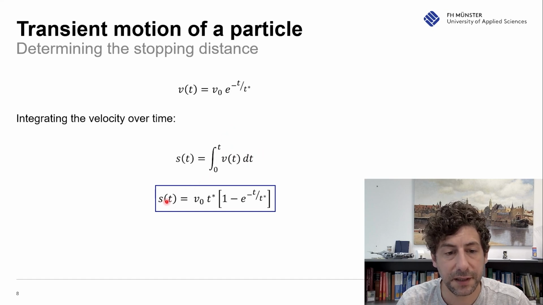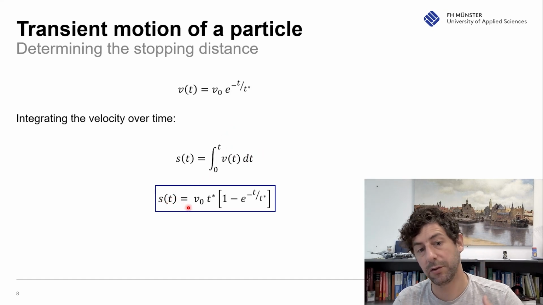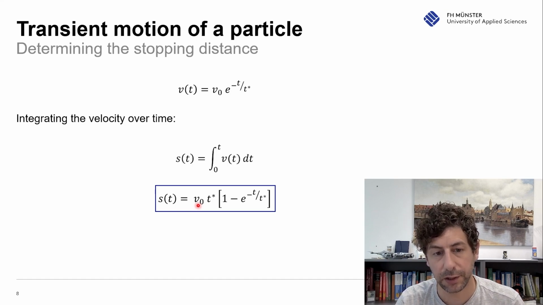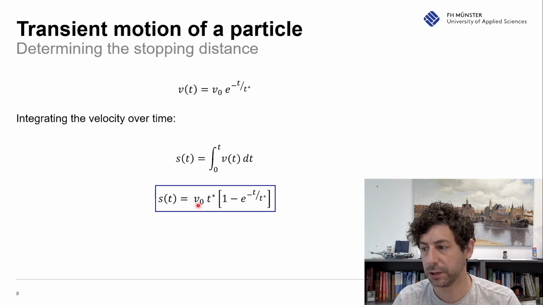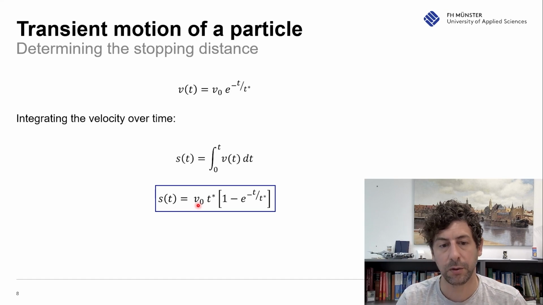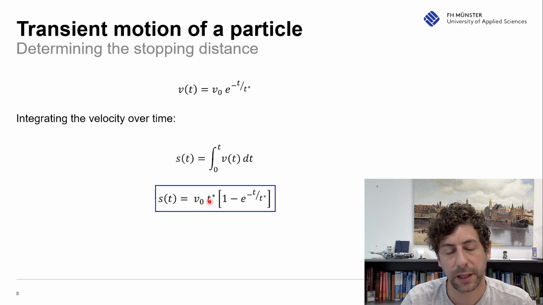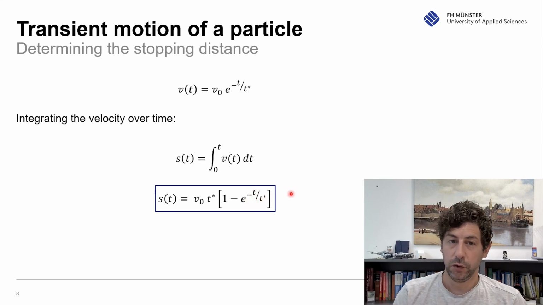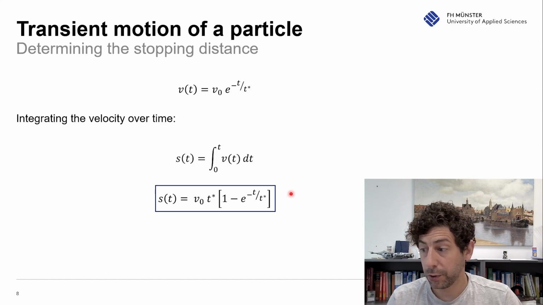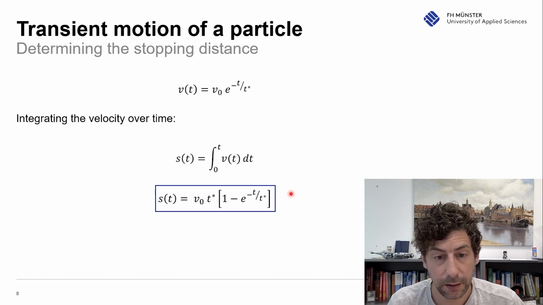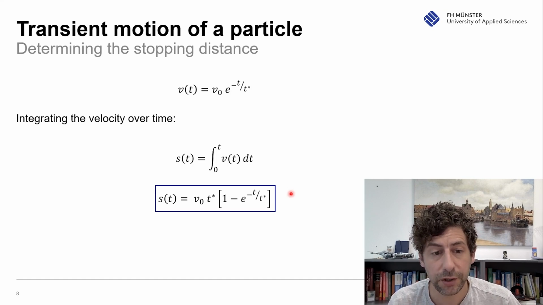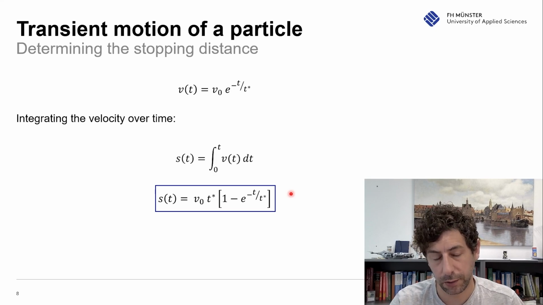So the distance a particle travels over time till it stops is the starting velocity. So the higher the starting velocity, of course, the more distance the particle would travel, multiplied by the characteristic stopping time t star, and then we have 1 minus e to the power minus t divided by t star. So this is the second solution, and with this we already basically solved the equations. We have two expressions, one to calculate the stopping velocity, one to calculate the stopping distance.